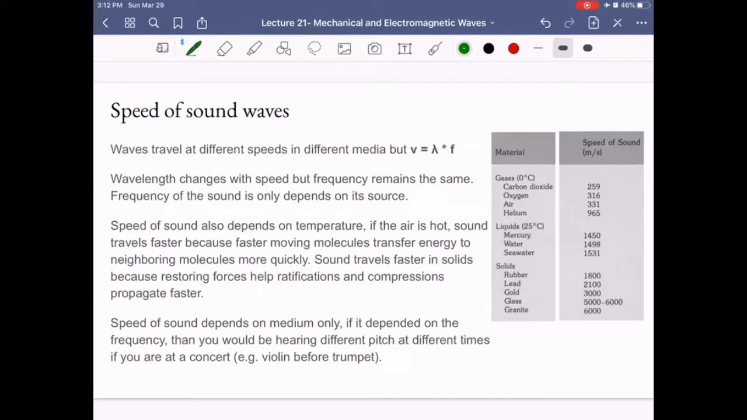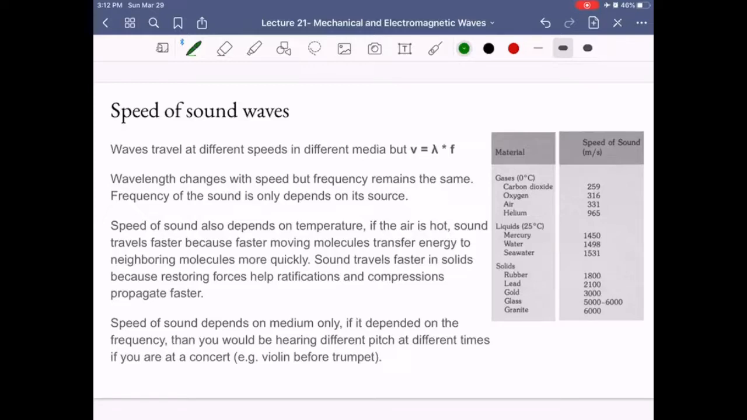Now let's talk about speed of sound waves. We talked about how sound was traveling faster in liquids than in gases, or faster in solids than in liquids. The reason is that, for example, in solids we have more restorative forces. So when you deform a molecule, it tends to be restored. The force that's restoring it is bigger, so the wave would be pushed faster through the solid.